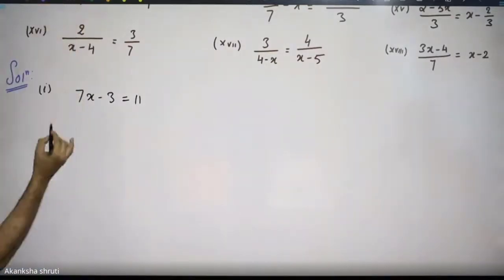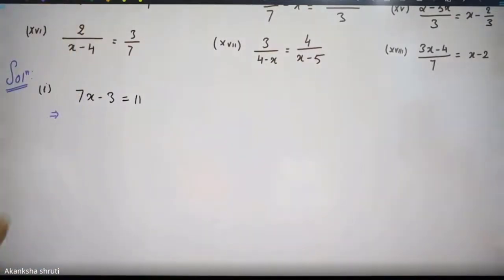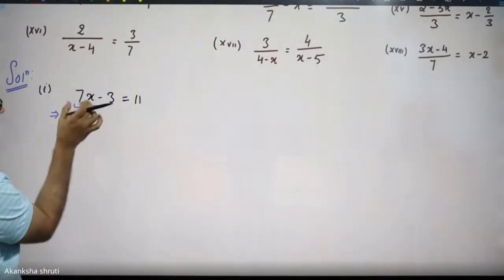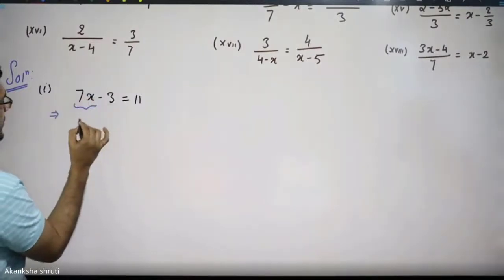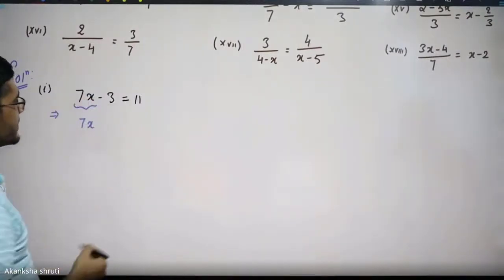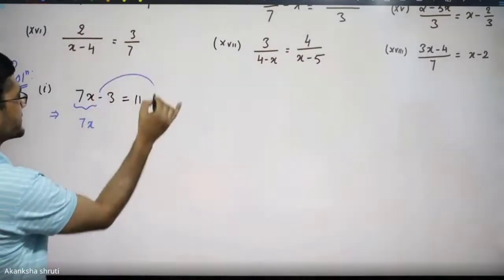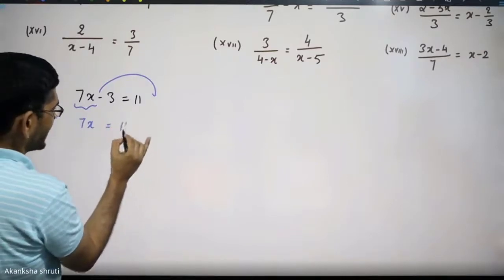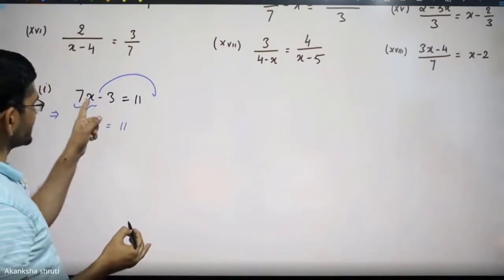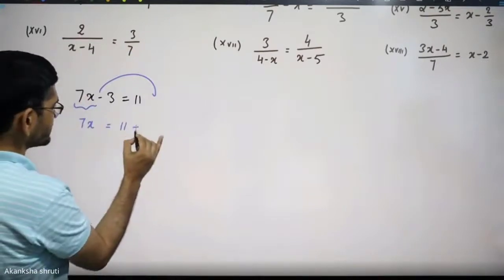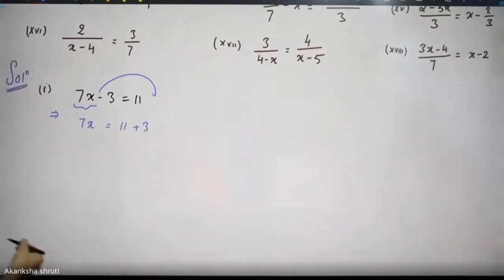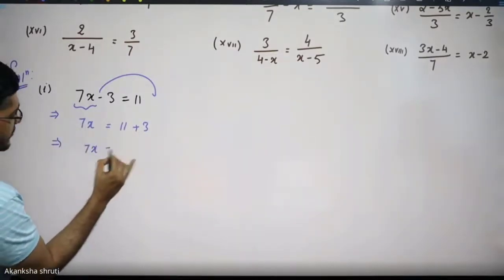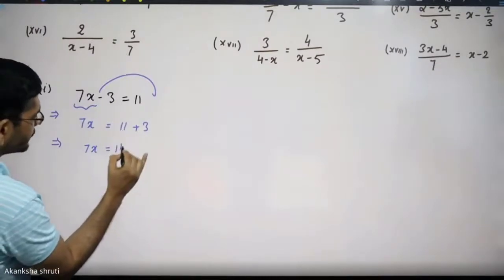The rule is that you have to keep all the variables at one place and send the constants to the other side. Here x is at only one place, so keep it on the side where it is present, and send the constant to the other side. If I am sending it to the right hand side, keep the equal sign as it is and the 11 as it is, but this minus 3 was on the left hand side, so bringing it to the right hand side, it turns into plus 3. Now 7x = 11 + 3 = 14.